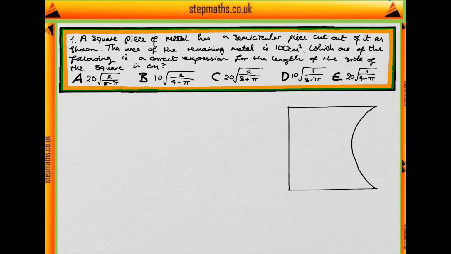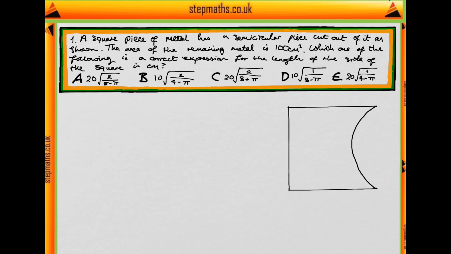This is question 1 of the Natural Sciences Admissions Assessment Specimen Paper. In this question we have a square piece of metal, which we've got a diagram of here, and it has a semicircular piece cut out of it. We're told that the area of this is 100 centimetre cubed, and what we want to do is find the length of one of the sides of the square.